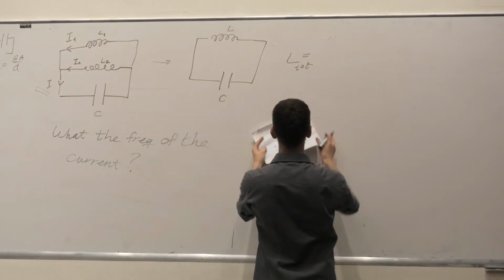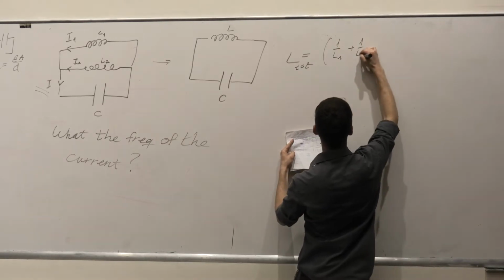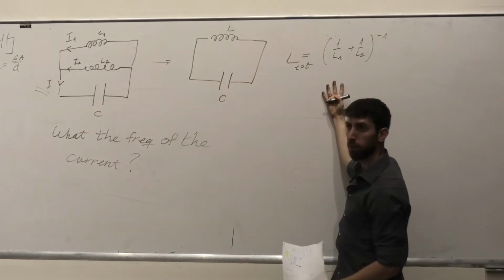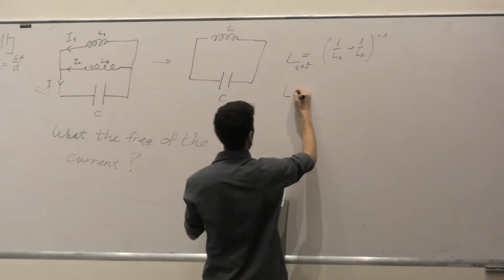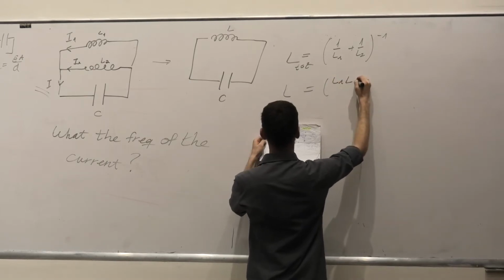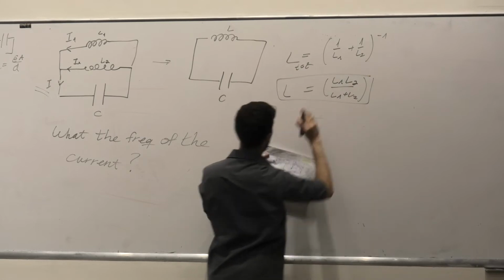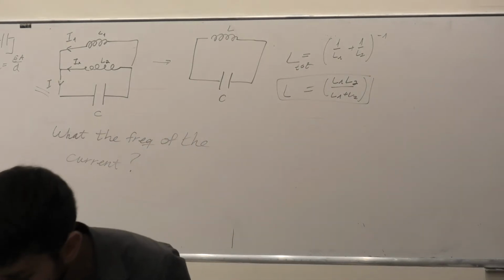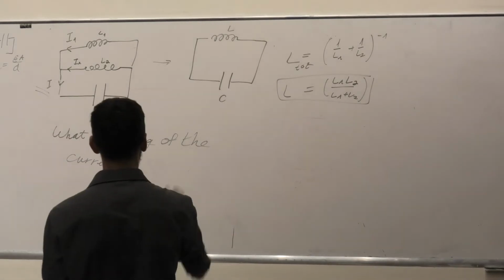So this thing is equal to what? To 1 over L1 plus 1 over L2, to the power of minus 1. Clear? That's it. So L is actually equal to L1 L2 over L1 plus L2, and that's it. I finished that part, right? And now it's a really easy circuit. Okay, great. So now let's deal with this circuit.